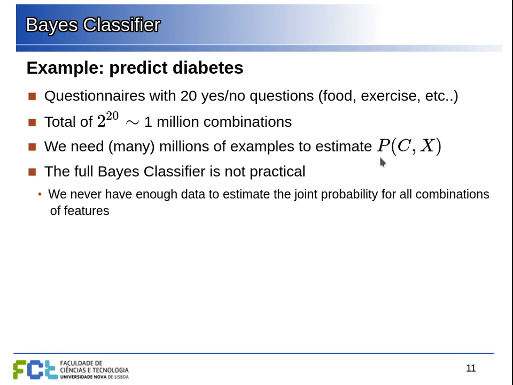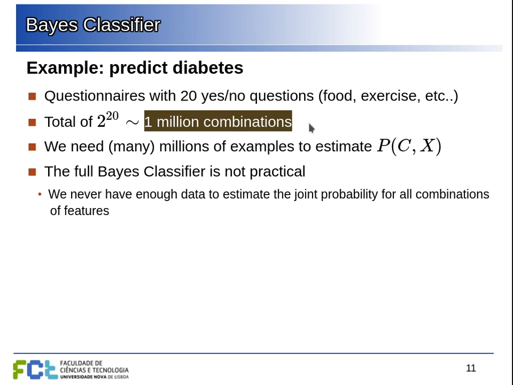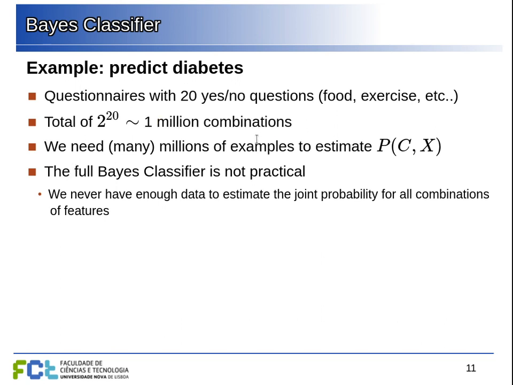If we want to estimate the probability of each class, diabetes or healthy, for each of these 1 million combinations, we are going to need many millions of questionnaires, because we need to find several examples for each combination of X, so that we can estimate the probability of being diabetic or healthy. And also, when we start gathering this data, we are going to have some combinations that are more frequent and some that are rarer. So we'll need many millions of subjects in order to be able to create a Bayes classifier when we look at the joint probability distribution.